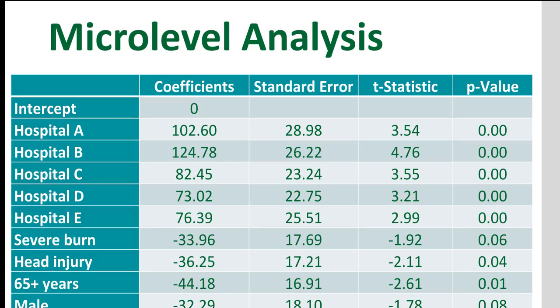Let us look at actual data. We start with a regression with patient-level data across all hospitals. We show here the result of the micro-level regression. The independent variables include severe burn, head injury, age, and gender. These are patient characteristics. We want to remove the effect of variation in these characteristics.